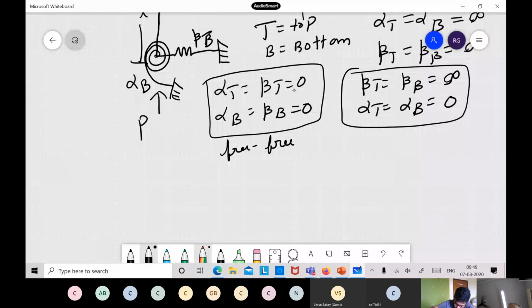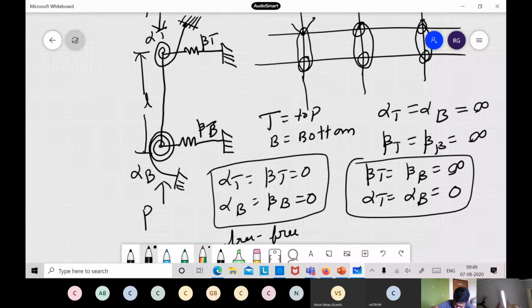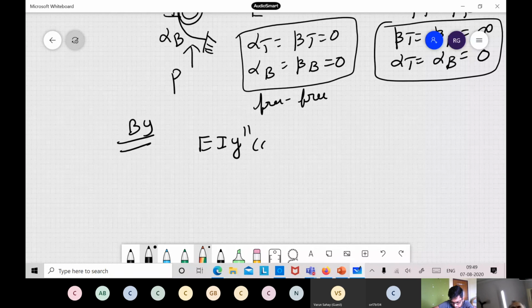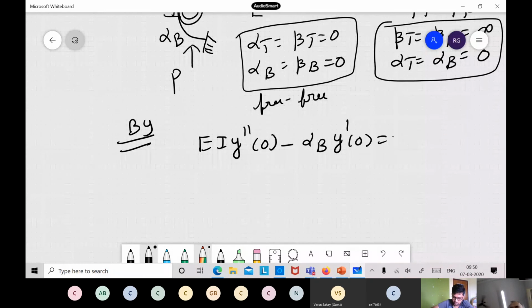Now, if it is not 0 and not infinity, it is something else. So this is like a generalized case that I am writing here. You can do all kinds of things. Now the boundary conditions: you can easily write EI y double dash at 0, that is at the bottom end, equals alpha B y dash of 0. So this is your moment equation.